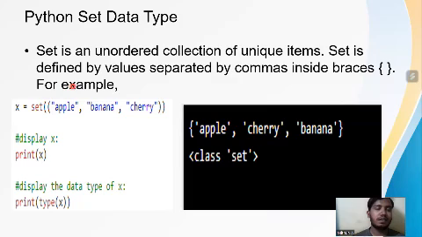A set is an unordered collection of unique items, like apple, cherry, and banana. The items are unique, and it is enclosed by curly brackets like this. Here we have assigned the variable as apple, banana, and cherry, and on printing we obtain the output. If we want to determine the data type, we use type of x.